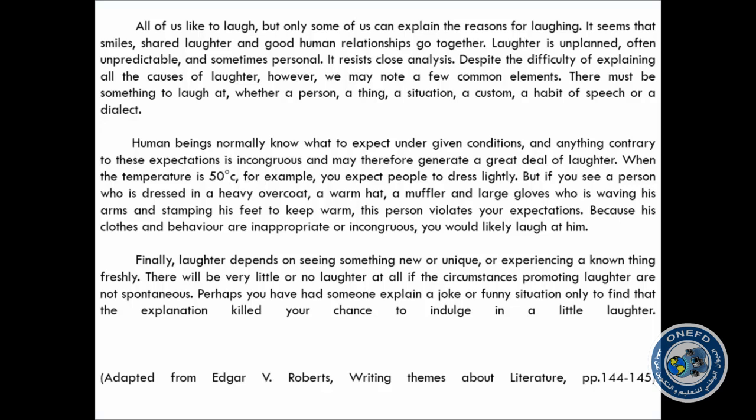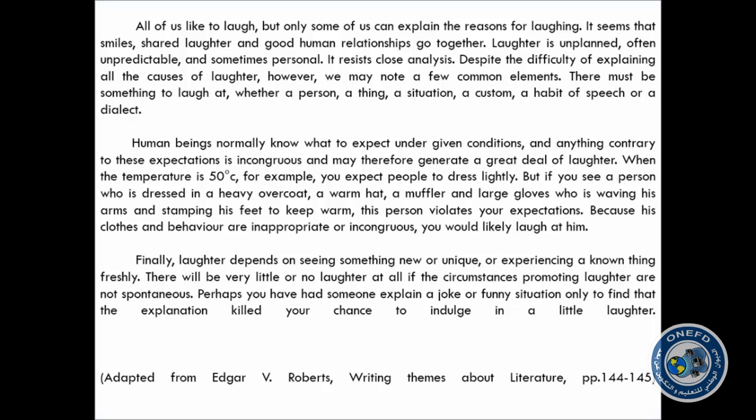Despite the difficulty of explaining all the causes of laughter, however, we may note a few common elements. There must be something to laugh at, whether a person, a thing, a situation, a custom, a habit of speech, or a dialect.